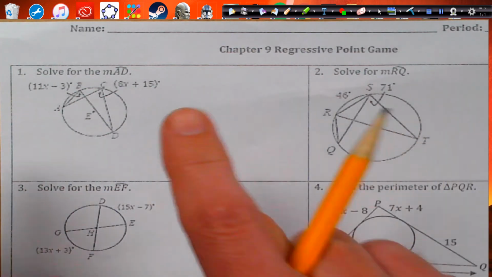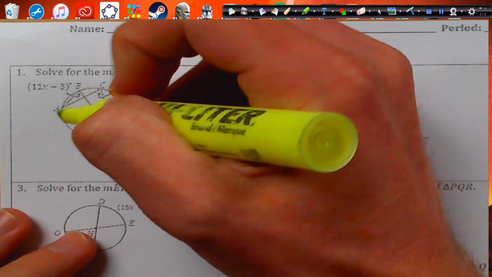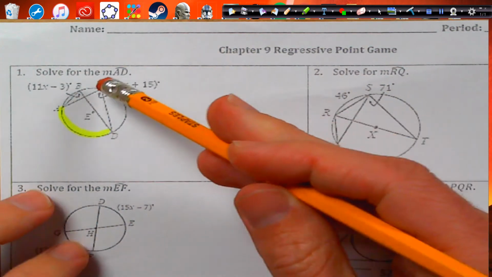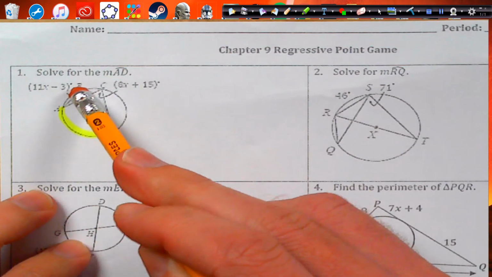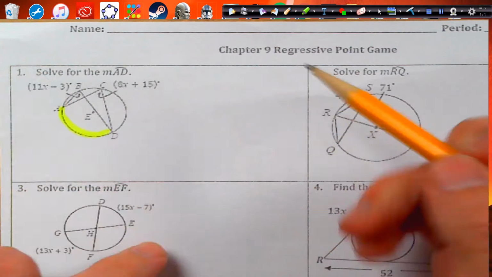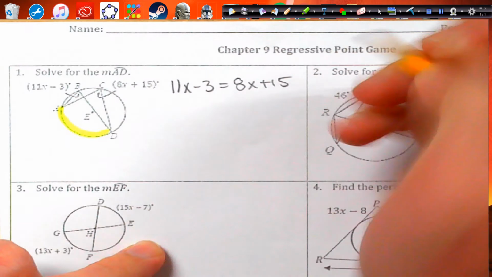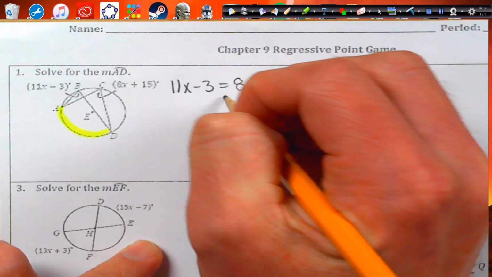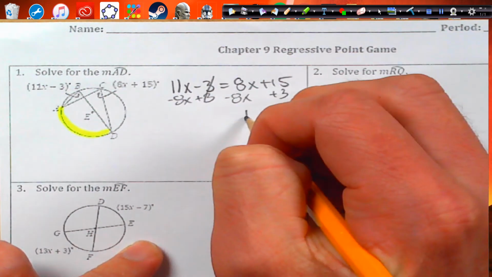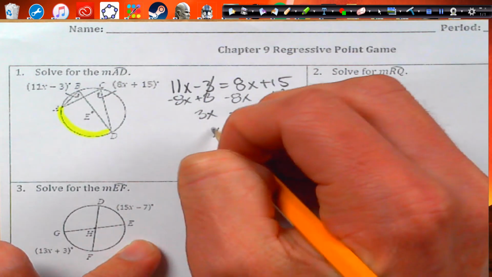So first of all, what we have here, I've got to explain quite a few things. Arc AD, right there. If you see, this angle here and this angle here are inscribed angles, and they open up to the arc AD. So what that means is these two are actually congruent. So we can just do 11x minus 3 equals 8x plus 15. And then I'm going to subtract 8x from both sides, and I'll move 3 over at the same time. I'll get 18 over here, and this is going to end up with 3x. And divide by 3, I get x equals 6.